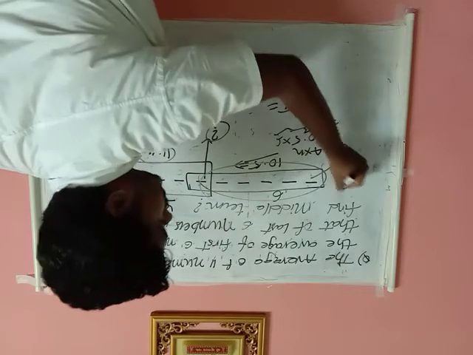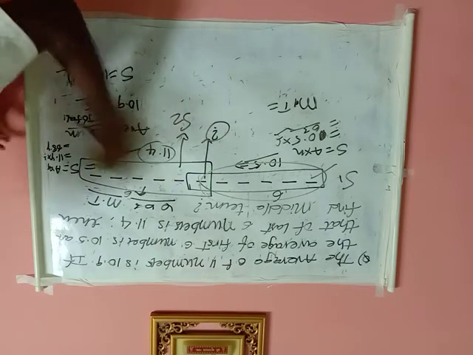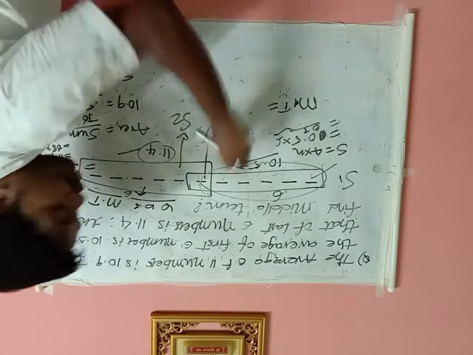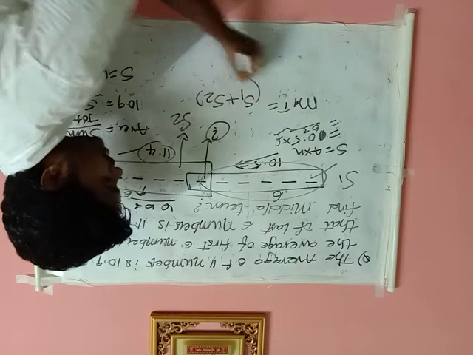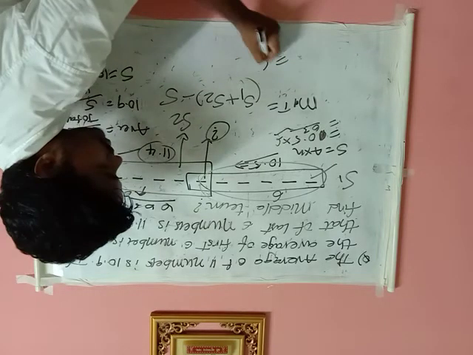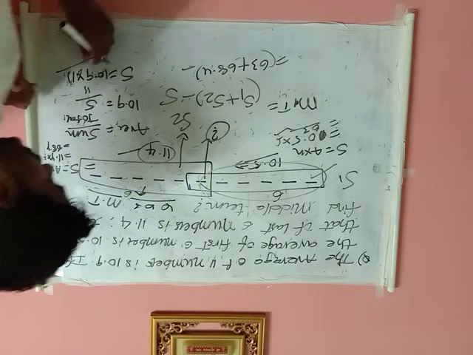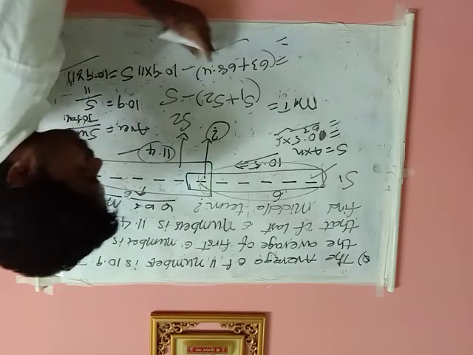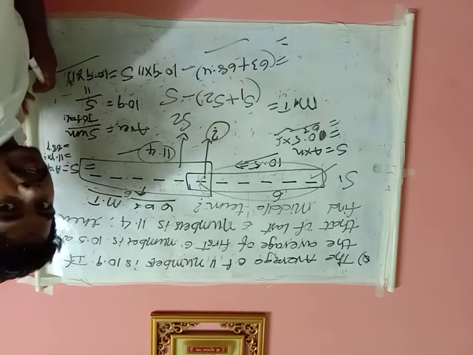Now to get my midterm, can I tell that this is S1? And can I tell that the sum of the last 6 terms is S2 and the first 6 terms is S1? The midterm can be given as S1 plus S2 minus S. Means 63 plus 68.4 minus 10.9 into 11. The answer I get is my middle term.